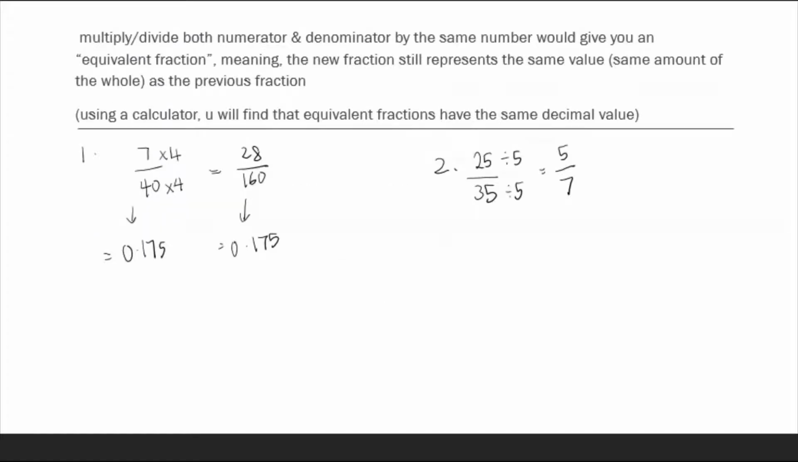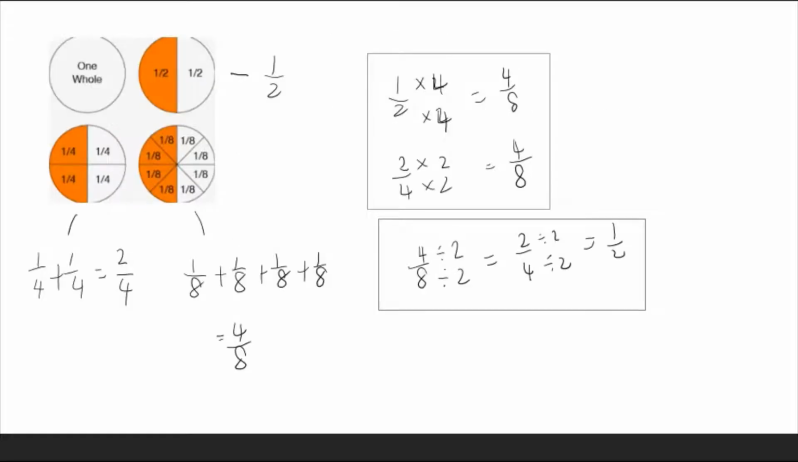If you multiply or divide both A and B by the same number, you will get an equivalent fraction, which has the same value as the original fraction. This should give a clearer representation of the same value. And don't worry if you don't understand this yet, we will talk about addition of fractions later in the video.